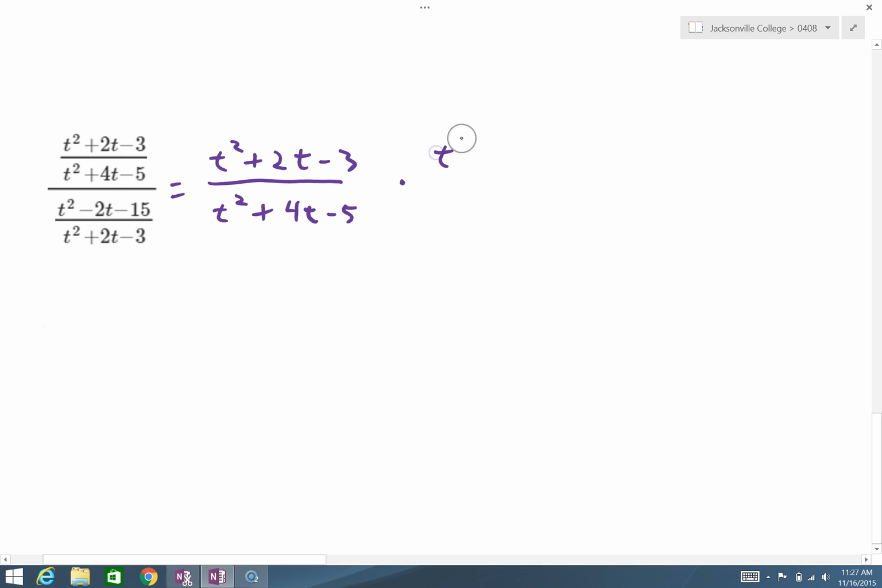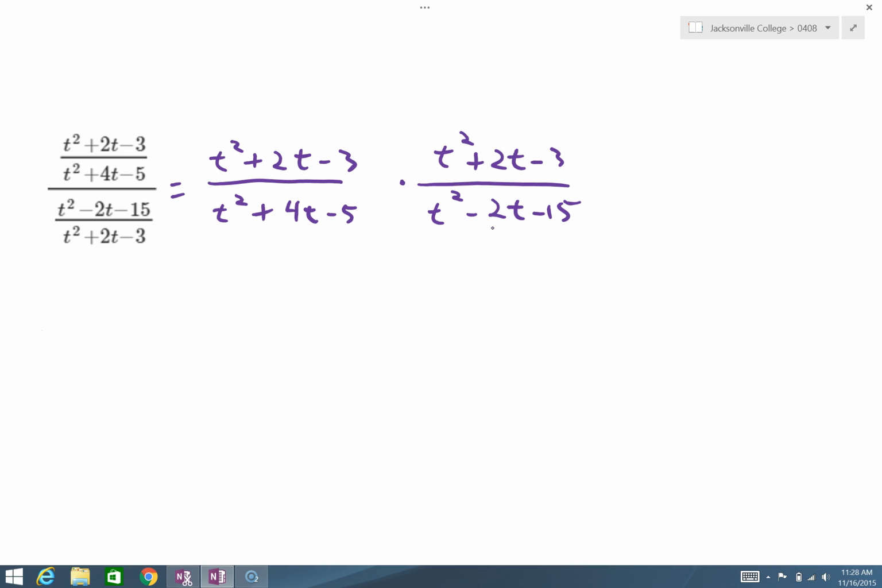I'm skipping that middle statement. t squared plus 2t minus 3 over this one, t squared minus 2t minus 15. So it was my top fraction. Instead of writing my divide, the bottom one, I went ahead and changed my division to a multiplication, and I inverted my second one. This denominator is now my numerator. This numerator is now the denominator. Alright, well this one is just going to be a big factoring problem.